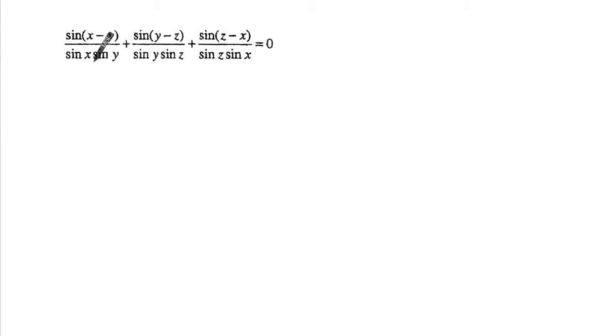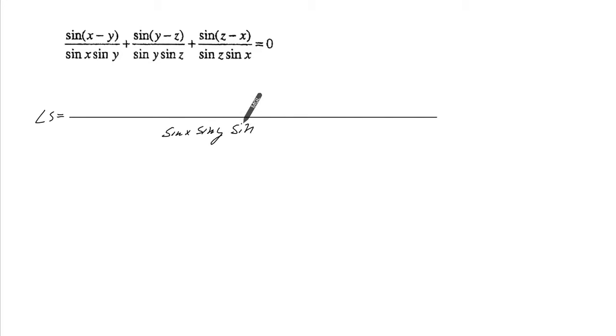Okay, so we actually have to show that this is always equal to 0. It's going to be a little bit messy, I have a feeling. So first of all, to start off, is sine x sine y, and then y z, and then x z. So the common base is simple: sine x sine y sine of z.